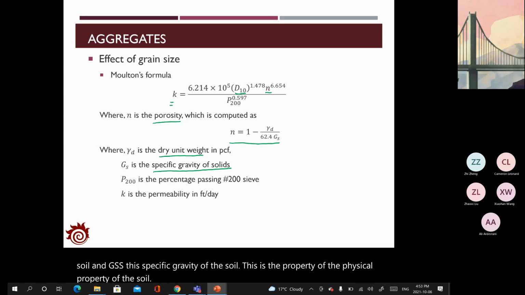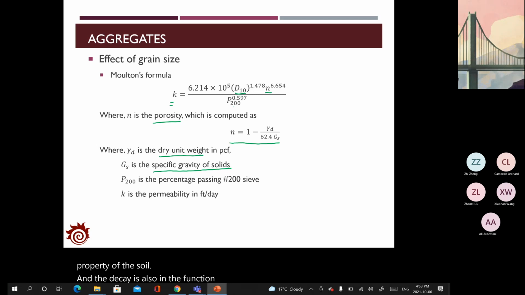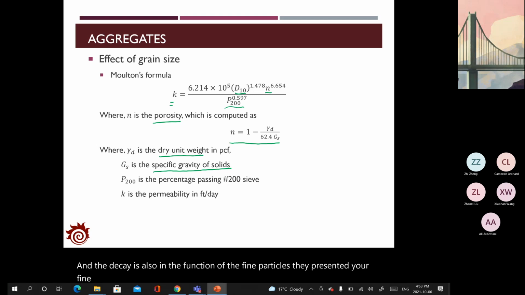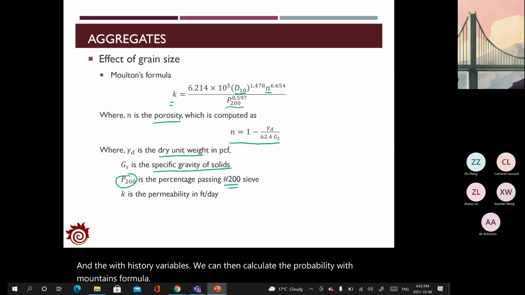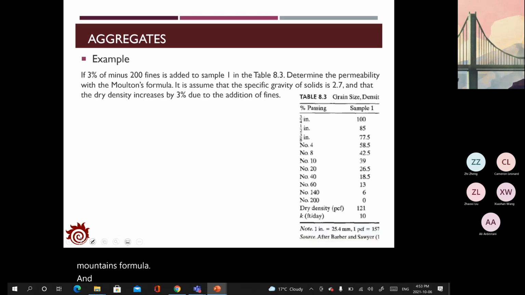And the K is also a function of the fine particles, the percentage of fine particles which can pass through the number 200 sieve, and that's the P200. With these three variables, we can then calculate the permeability with Mountain's formula. Let's go and see the example again. Let's continue the previous example to see how we can calculate the permeability.